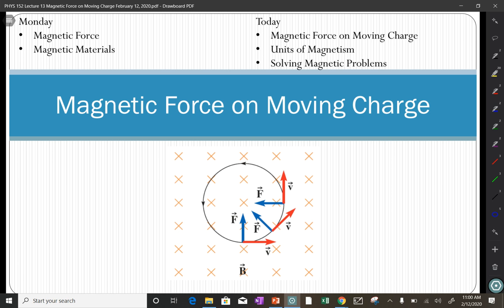We are going to continue talking about magnetism. Last class period, we talked about magnetic force and magnetic materials. So I'm going to ask you a couple of Woo Clap questions right off the bat about magnetic materials, and then we're going to talk about magnetic force on a moving charge.